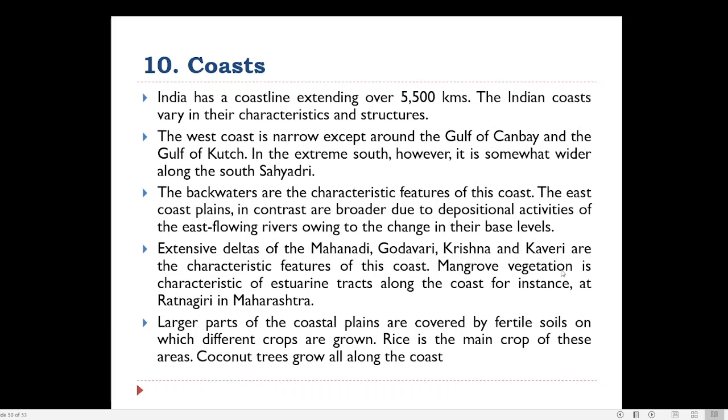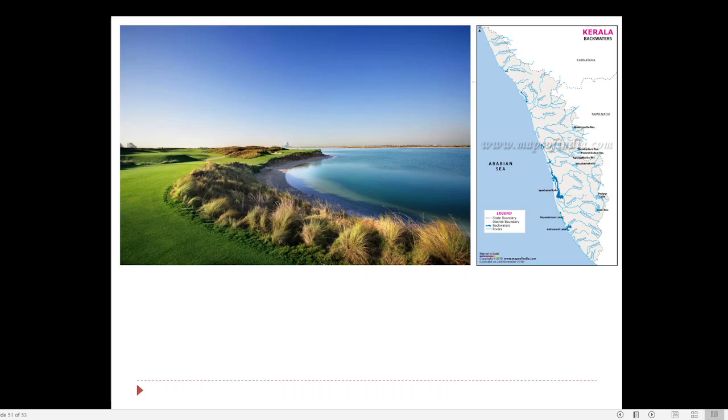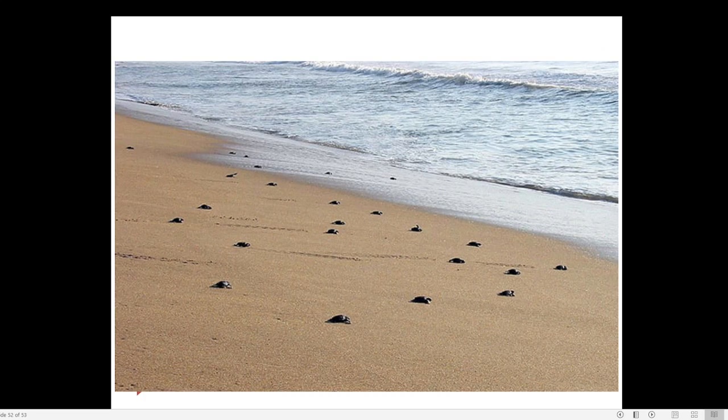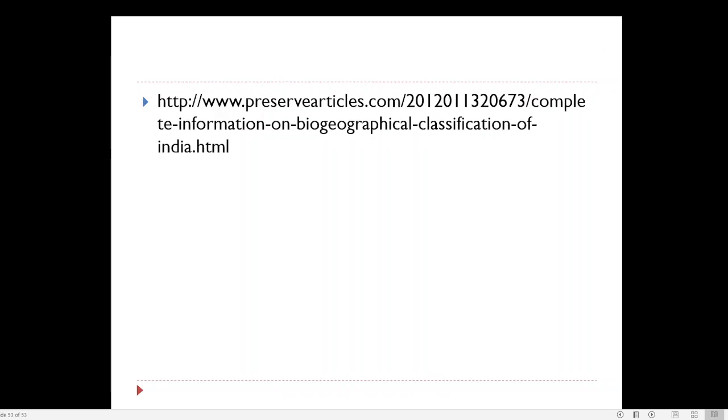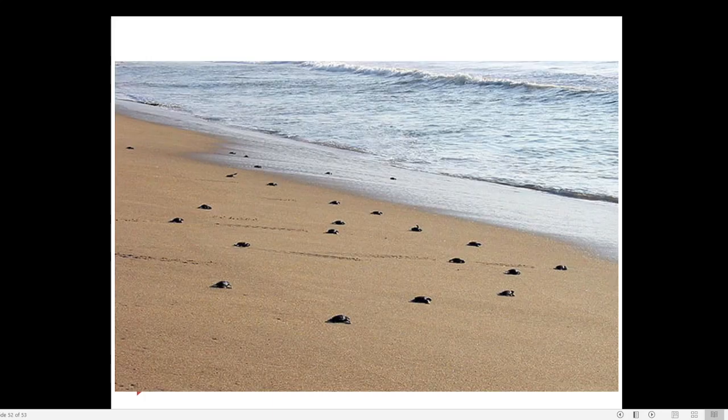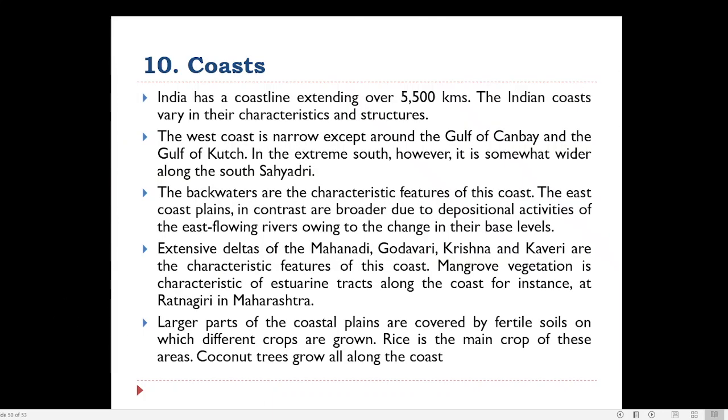characterized by high mangrove vegetation. Because of that, this coastal region is always good for cultivating rice and wheat, etc. So this is a picture of the coastal region. These are the beautiful coasts of India. You can get more about this from this page. So this is an idea regarding the different types of biogeographical regions present in India.